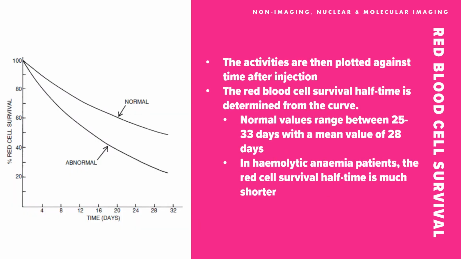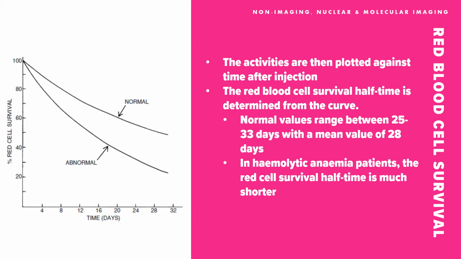After you end taking the blood samples, you take all the values and you're going to plot them on the graph. Okay, plot all the activities on the graph, and how you plot it, you look at the left graph here. So you have time in days, and also the percentage of red cell survival. If you consider this as normal, our normal half-time range for red blood cells is usually between 25 to 33 days, with a mean value of 28 days.